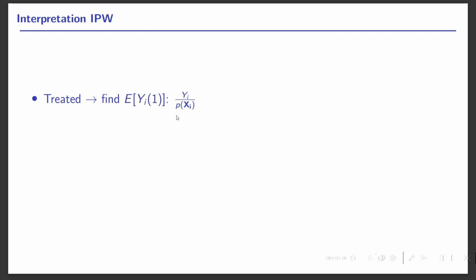The same thing holds to find the average potential outcome if nobody was treated. Here, we need to find people who looked very likely to be treated, but actually were not treated. Thus, when the probability of treatment is high, but the person is untreated, then the person has a higher weight associated with them. Why do we do this?